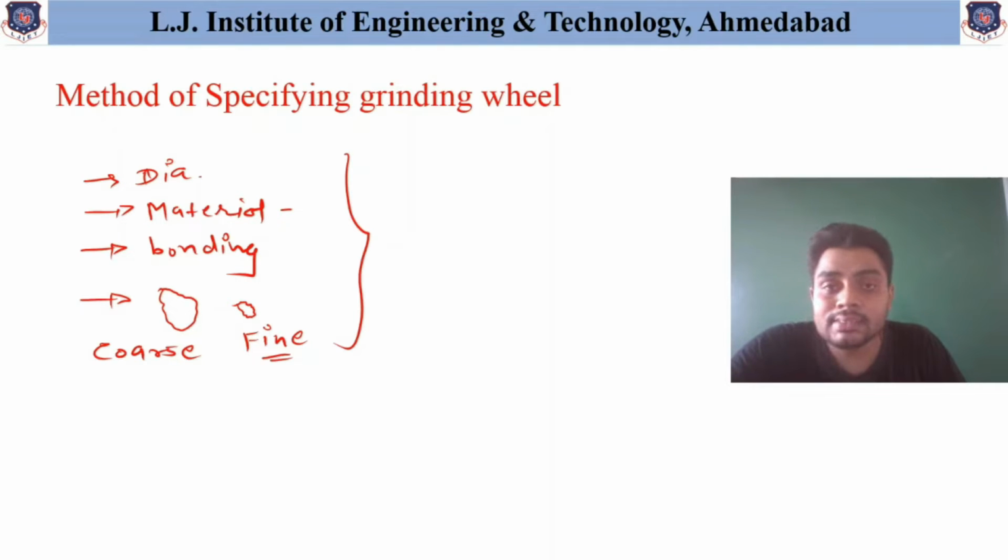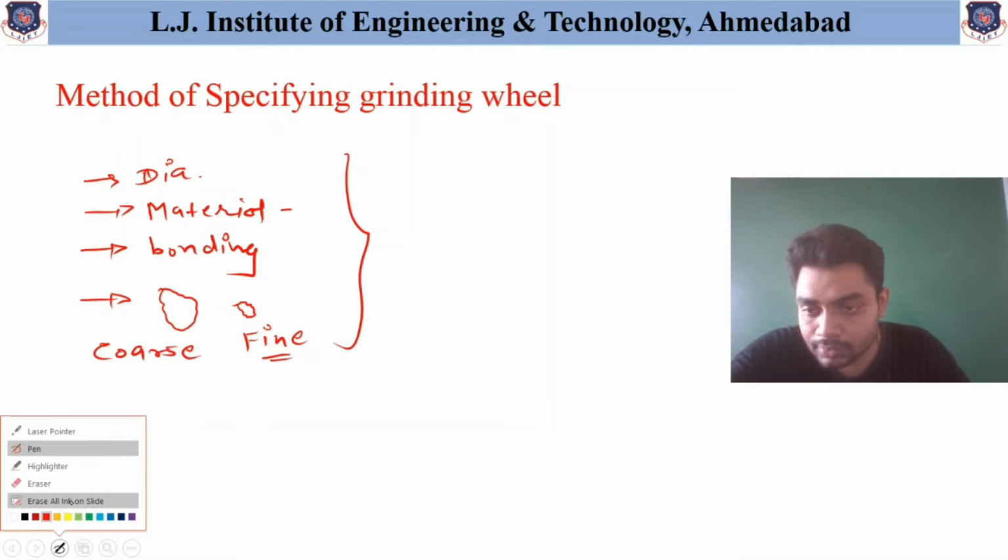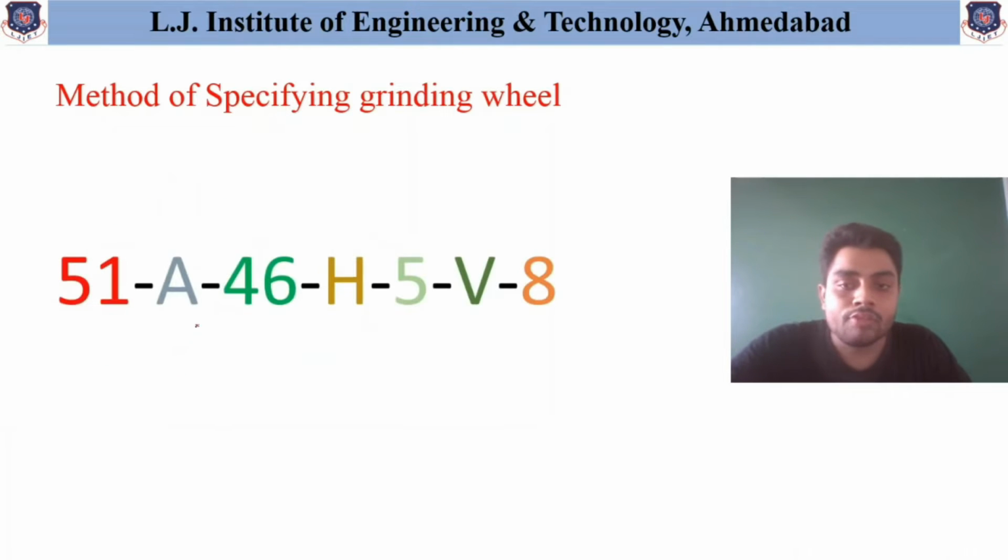As a standard, a specific grinding wheel terminology or notation is given. Based on that, you can verify which grinding wheel has which diameter and which type of bonding is used. For that there is one standard specification, and you will now understand how to read it and which type of material and bonding is used in a particular grinding wheel. So let us start with a simple example. Suppose one grinding wheel has been given this type of specification.